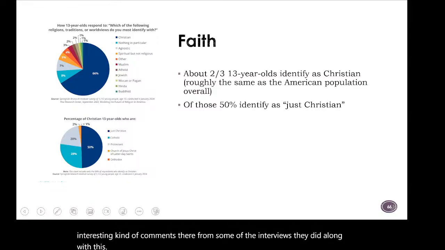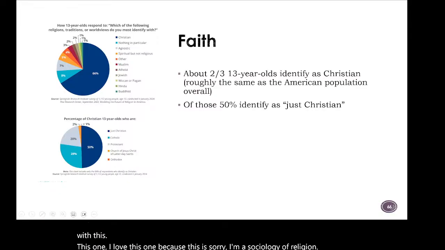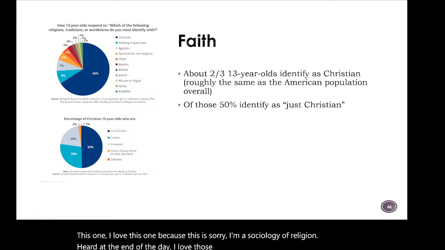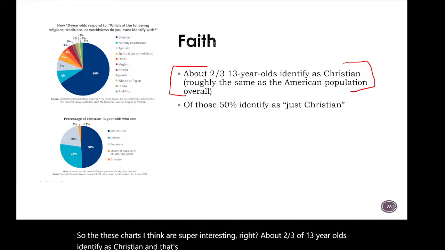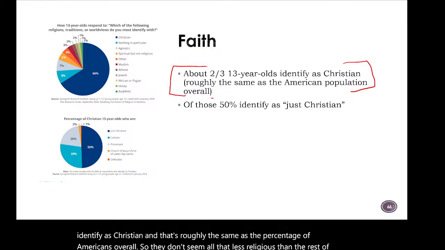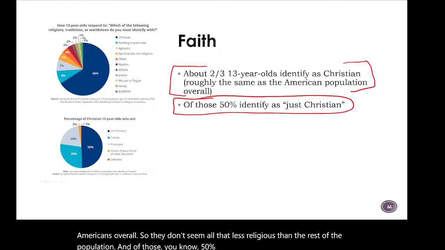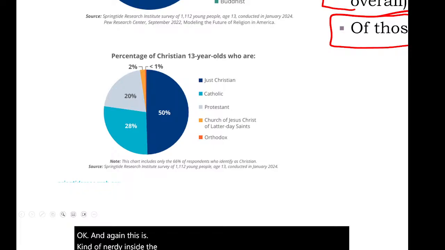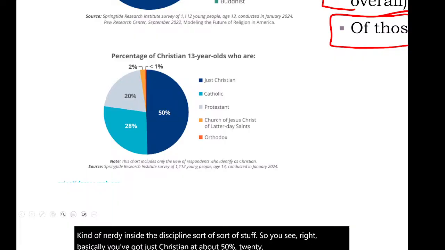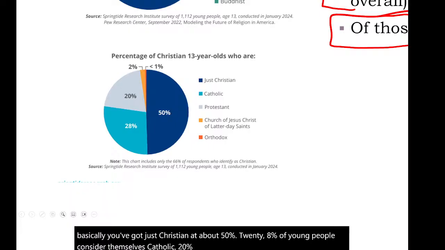Ooh, this one. I love this one because I'm a sociology of religion nerd at the end of the day. I love sociology of religion. It's like my favorite topic. So these charts, I think, are super interesting. About two-thirds of 13-year-olds identify as Christian, and that's roughly the same as the percentage of Americans overall. So they don't seem all that less religious than the rest of the population. And of those, 50% identify as just Christian. Again, this is kind of nerdy inside-the-discipline sort of stuff. So you've got just Christian at about 50%, 28% of young people consider themselves Catholic, 20% say that they're Protestant, 2% say they are Church of Jesus Christ of Latter-day Saints, or Mormons.